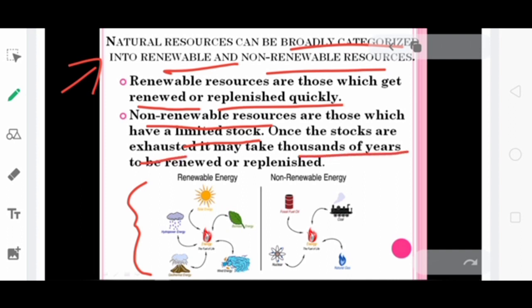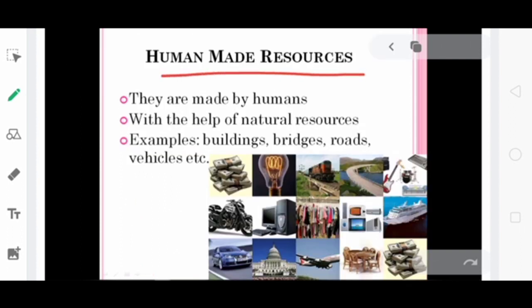Now, non-renewable resources. Non-renewable resources are those which have limited stock. Once the stocks are exhausted, it may take thousands of years to get renewed or replenished. Since this period is much more than human lifespan, such resources are considered as non-renewable resources. Example: coal, natural gas, nuclear, fossil fuel, etc.